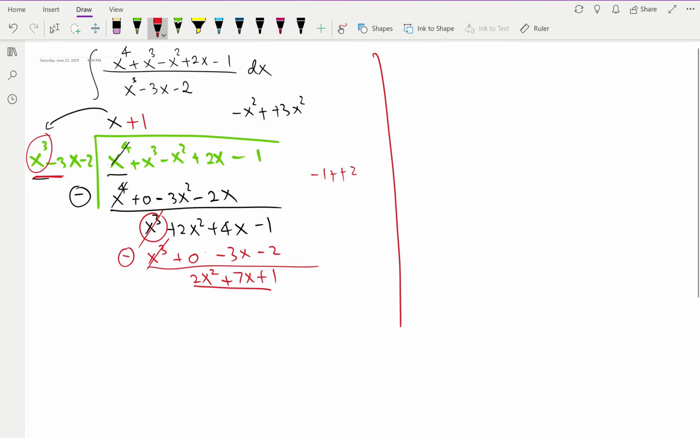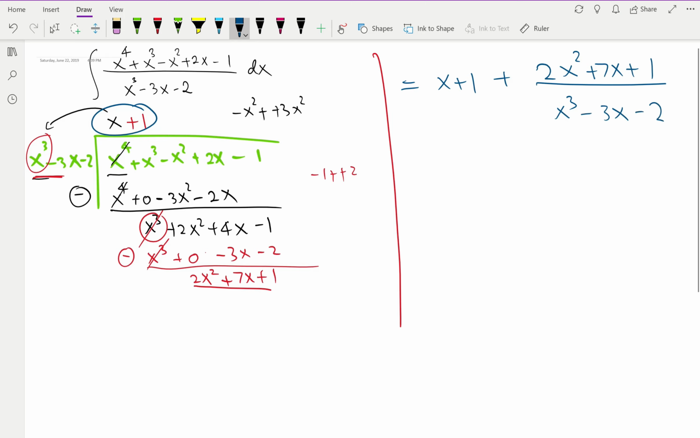Then the initial decomposition is: the quotient is x plus 1, plus the remainder 2x squared plus 7x plus 1 over the divisor x cubed minus 3x minus 2. Perfect. So this is the initial decomposition, right? Now we have a case 1 fraction, a rational function. So we want to decompose that.